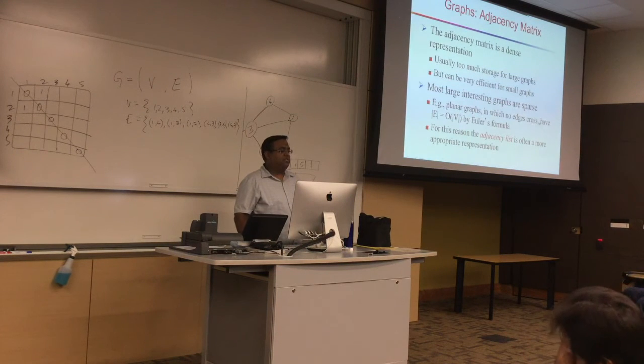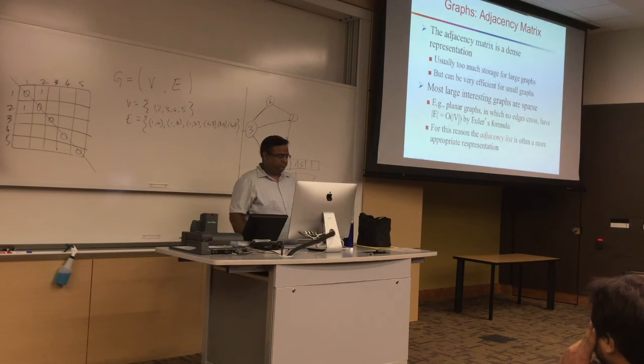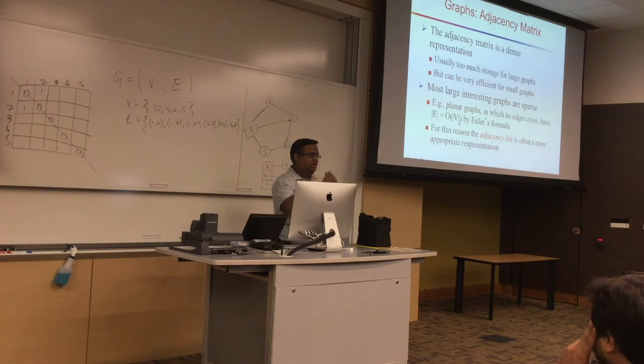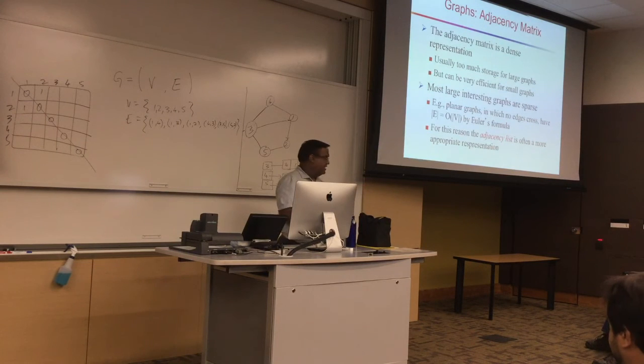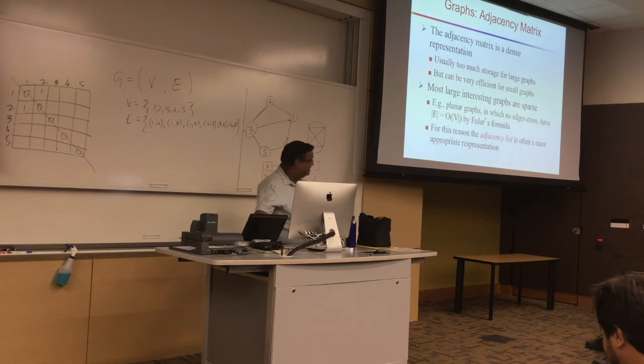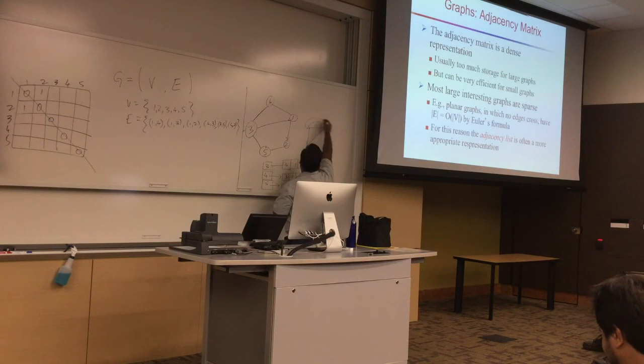Planar graphs in which no edges cross have E equals order V. So for this reason, the adjacency list is often a more appropriate representation. Right? Planar graph is a graph that you can draw on a plane. No edges cross. You might have seen this in your childhood days, drawing this without lifting your pen and crossing. Here the edges cross, right? It's very hard to draw this. It's actually possible to draw this. So this edge, I think you can draw out.